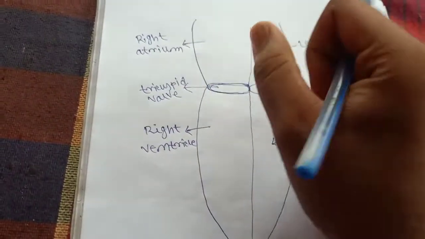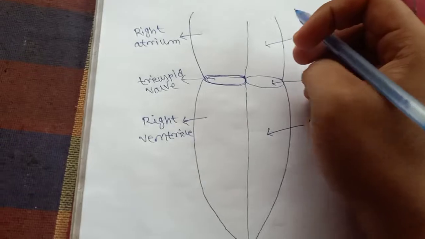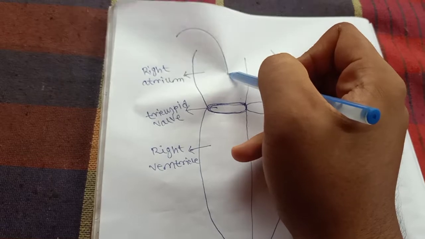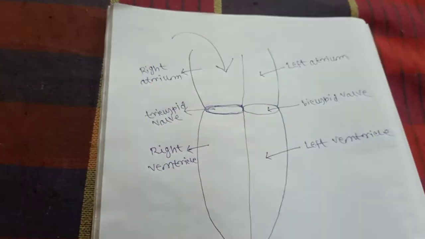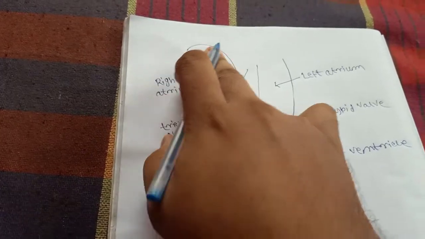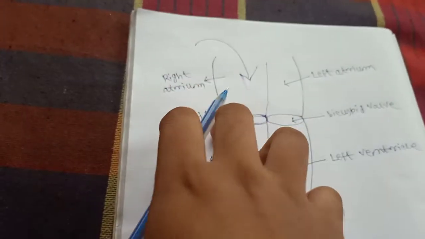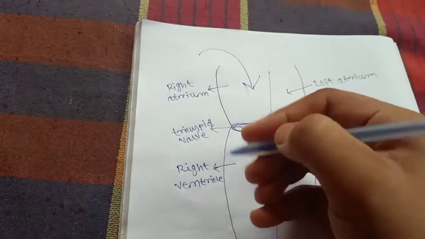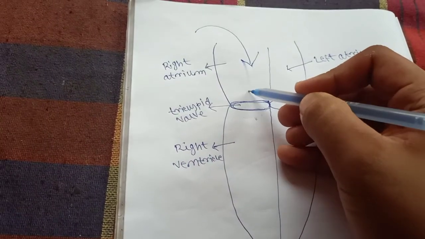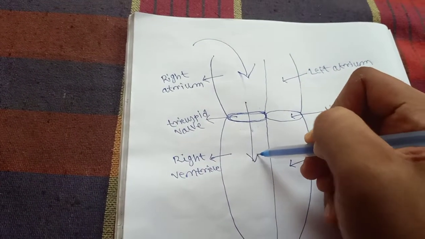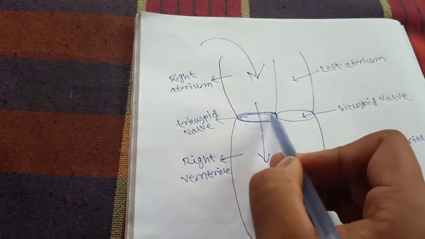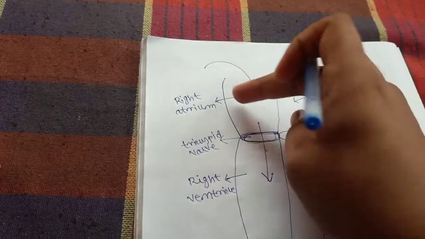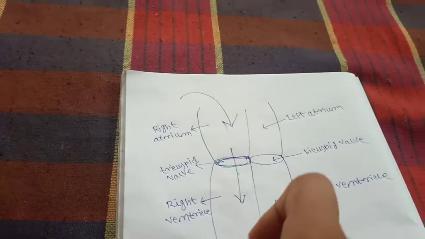Here you see, first all the deoxygenated blood after respiration enters the right atrium. Please understand properly: all blood first flows into the right atrium, and when the chamber is full of blood, it is time to contract and release the blood into the right ventricle, I mean here. When this happens, the tricuspid valve opens, and the blood flows from the right atrium to the right ventricle easily.